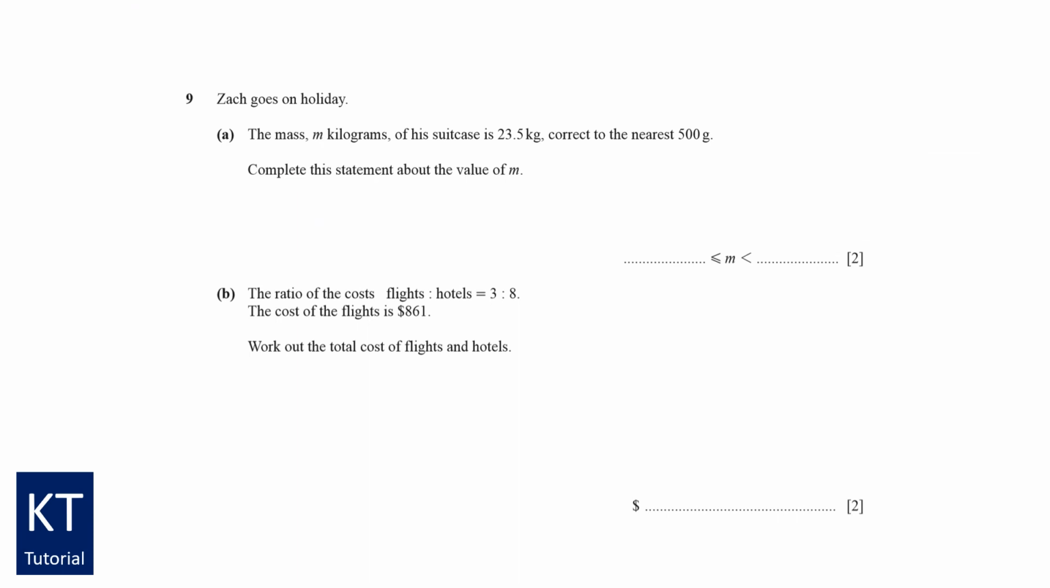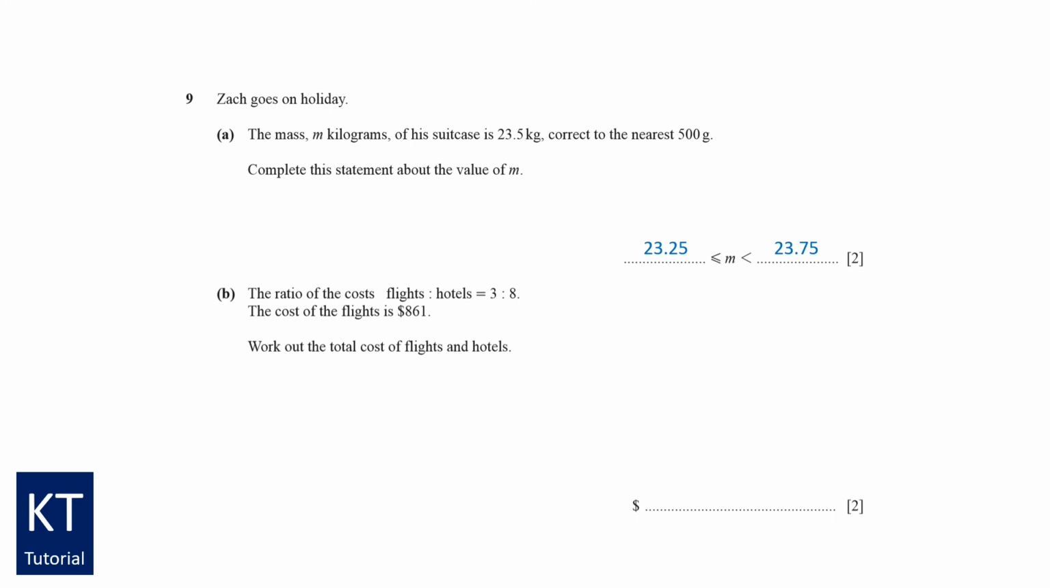Question 9. Zach goes on holiday. The mass m kilograms of his suitcase is 23.5 kg, correct to the nearest 500 grams. Complete this statement about the value of m. With the statement that the mass is correct to the nearest 500 grams, the required answers would have the range of 500 grams. With midpoint being 23.5, m would reside between 23.25 and 23.75 in this case.